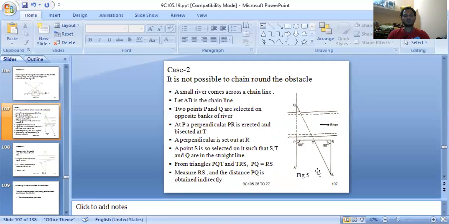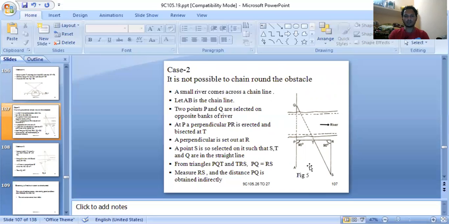This is case 2, where it is not possible to chain around the obstacle. In the previous case, it is possible to measure around the obstacle, but in the reverse case, it may not be possible to chain around the obstacle because the river width is very long, so we cannot measure across the river. So for those cases, we have to follow this method. A small river comes across a chain line, which means this diagram represents a river.